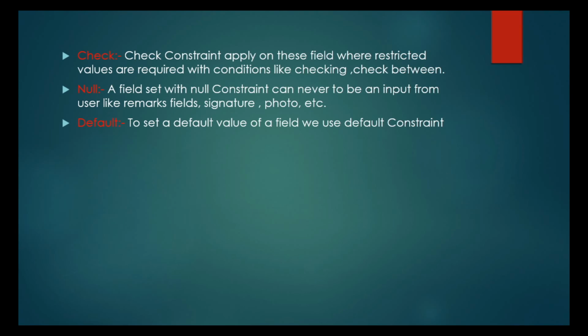Fifth is check. The check constraint is applied on fields where restricted values are required with conditions, like check, between. Sixth is null. A field set with the null constraint can never be an input from the user, like remarks fields, signature, photo, etc. Seventh is default. To set a default value of a field we use the default constraint.